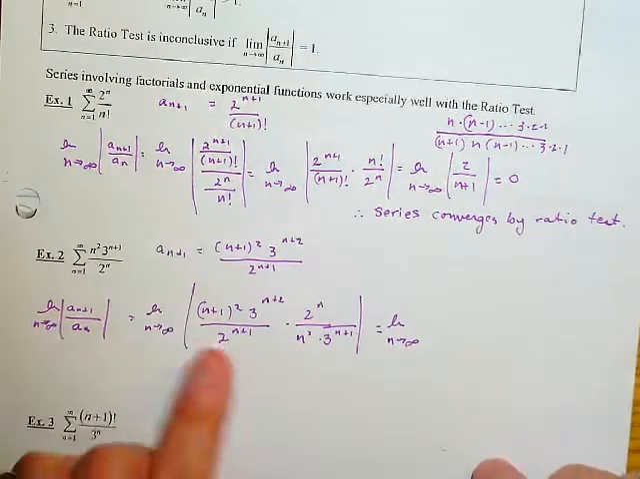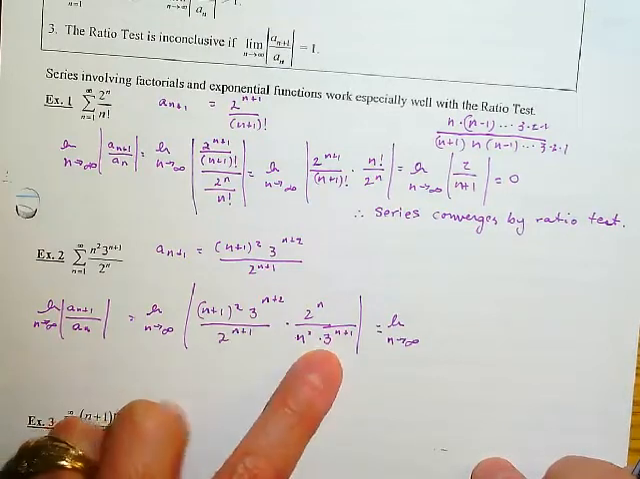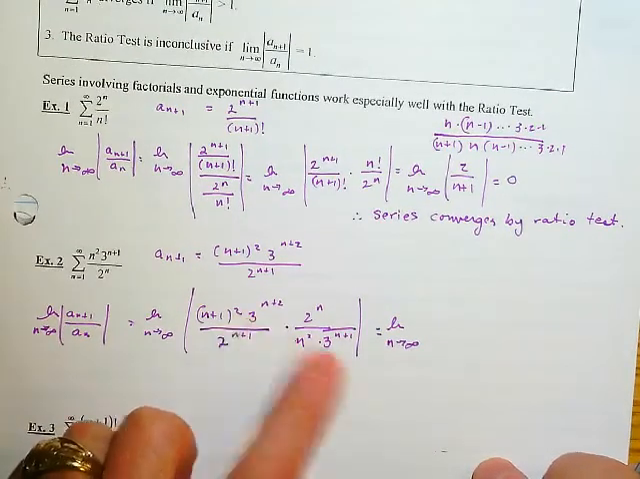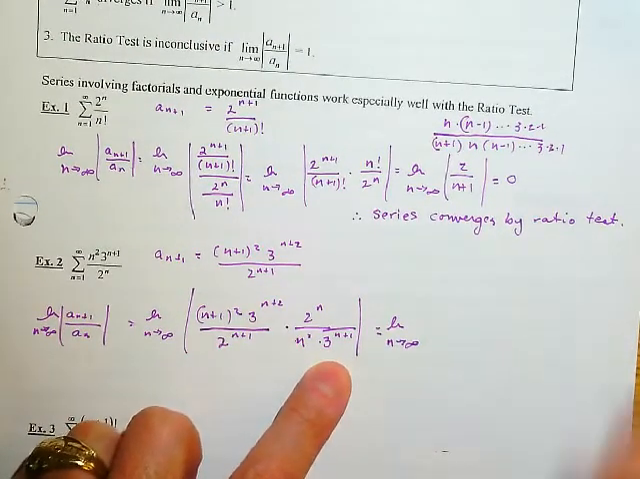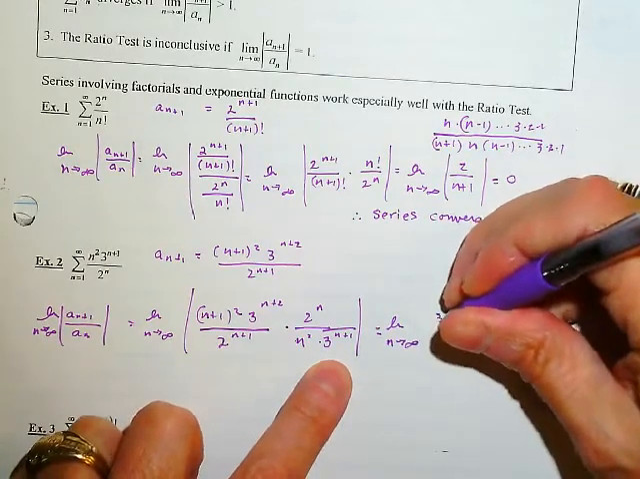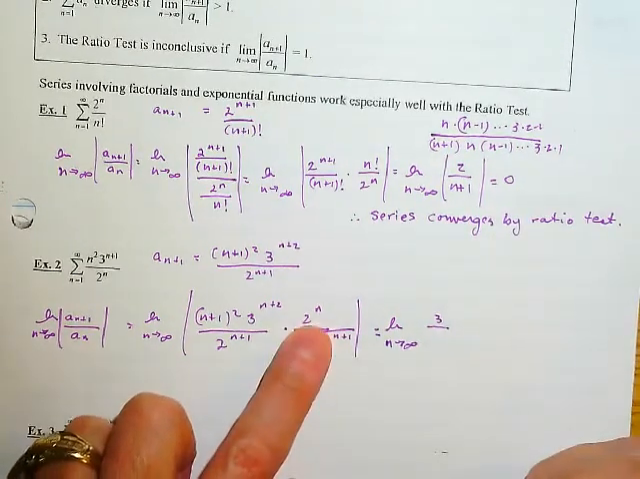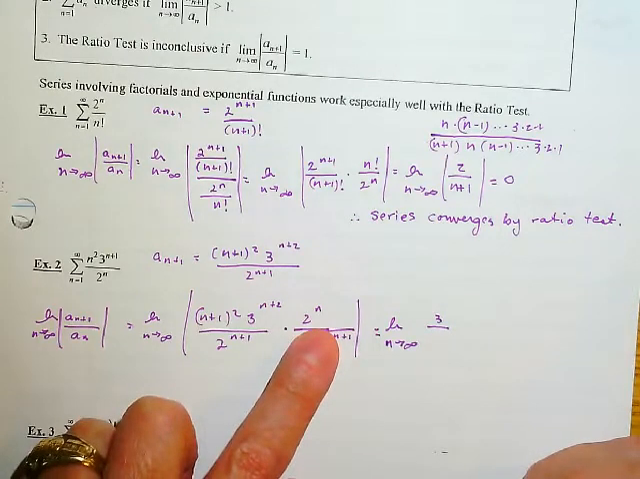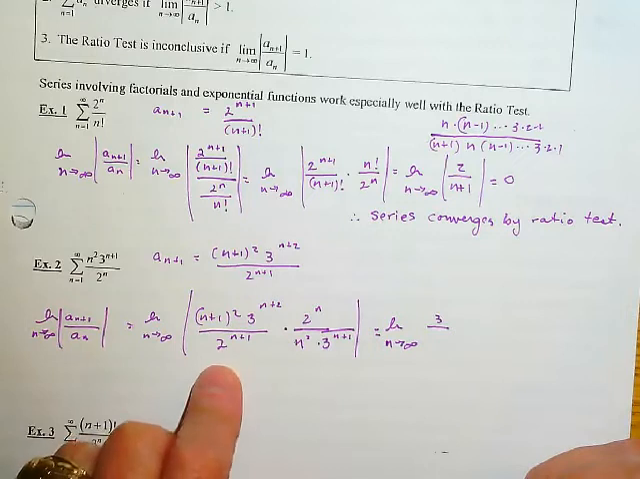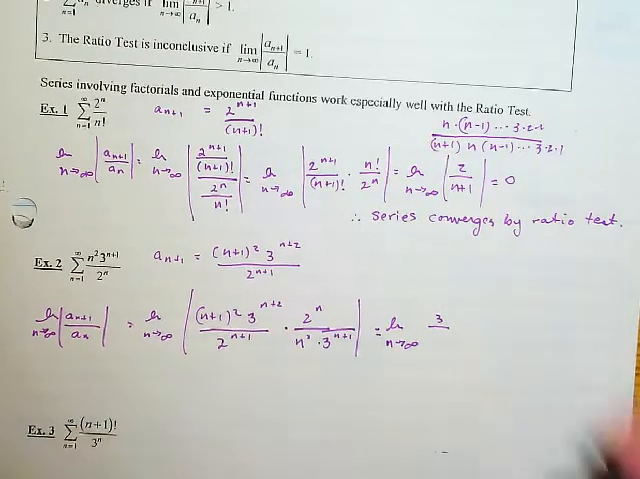Let's do each type first. So we got 3 to the n plus 2 over 3 to the n plus 1. 3 to the divided by 3 to the. We're going to subtract the exponents, and there's more of them on the top, so we'd have 3. Same idea here with our 2, right? We've got 2 to the n, and we'd have just a 2.